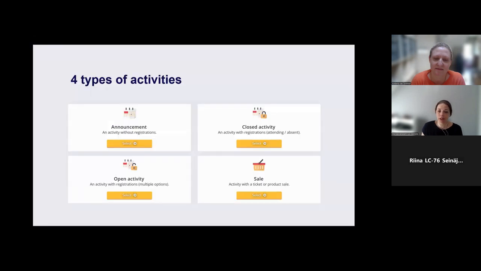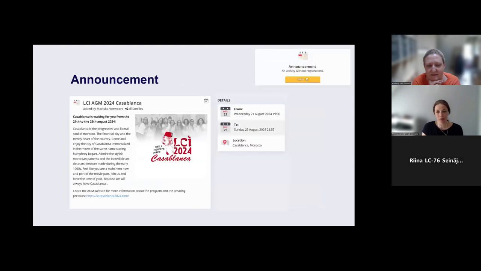But during this webinar today, we will focus on creating events in Circler.World. This is a module with many different features that can be very helpful when you want to promote your local or national events. And as you might know already, it is possible to create 4 different types of events. We have announcements, closed activities, open activities, and sales. During this webinar, we will run through each of them step by step, and afterwards it will be possible to ask me your questions. So we will begin with the announcement.